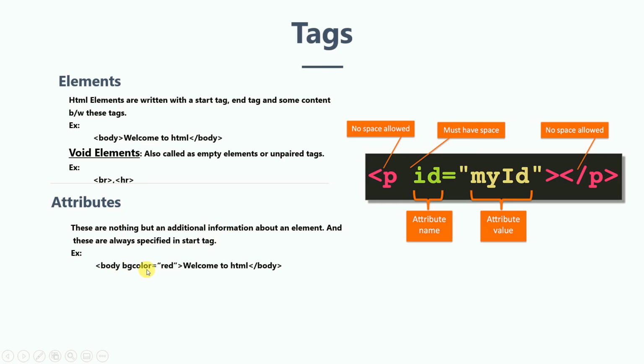So bgcolor is nothing but background color. It is red in color. This is our value, attribute and value. In between we have content. So attributes are written in the elements, always specified in the starting tag.